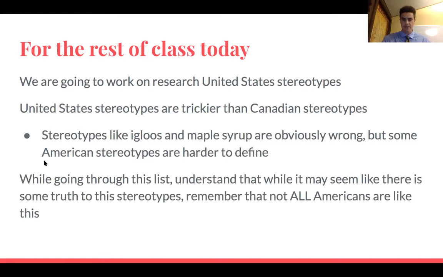So while going through the list that we're going through, understand that while it may seem like there's some truth to these stereotypes, remember that not all Americans are like this, okay? If there's a stereotype that is largely negative that you think might be somewhat true, not all Americans are like this. And there are a lot of Americans out there who actively try to push back against those stereotypes. Think about your teachers at AIS. Most of them are American. And most of them, including me, we're not terrible people and we're not defined by these stereotypes. Okay?